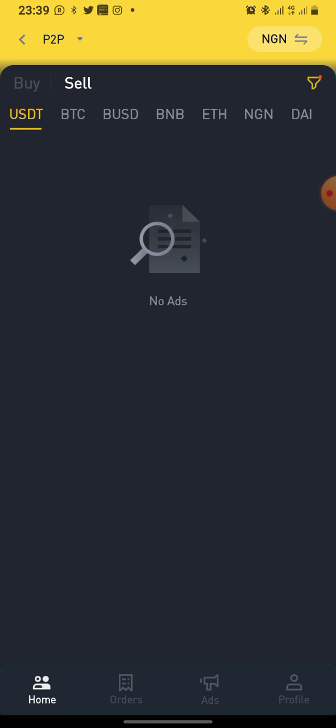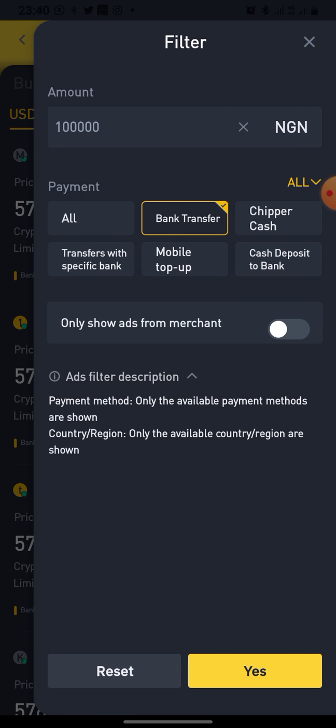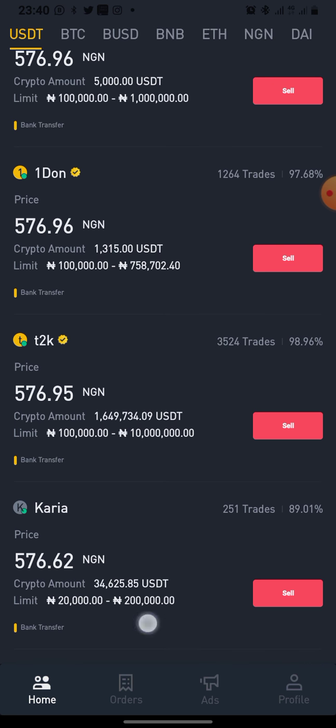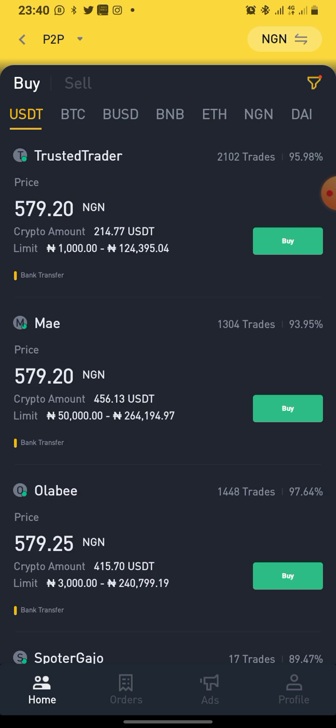If you go to the sell section too, you have that same thing. So let's say I also want to sell 100k worth of USDT. All right, filtered it, and then you see that the first rate I'm seeing here is 576.96. If I keep going down, you see that the rate reduces. So when selling, the highest price is usually seen first. But when buying, the lowest price is usually seen first, because you're always looking to buy cheaper.